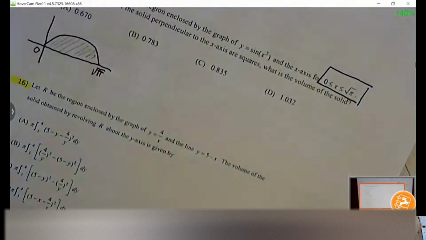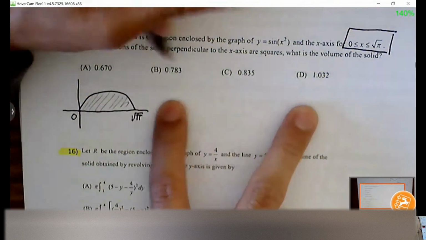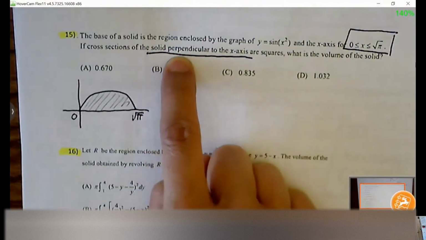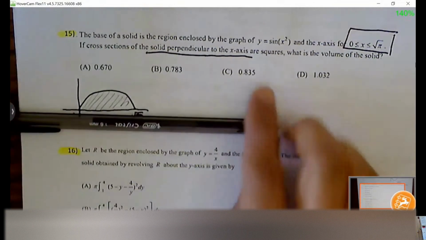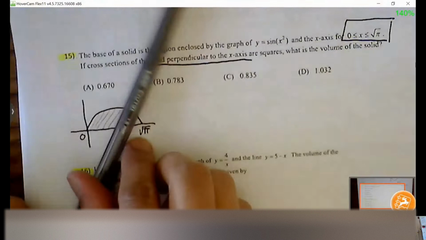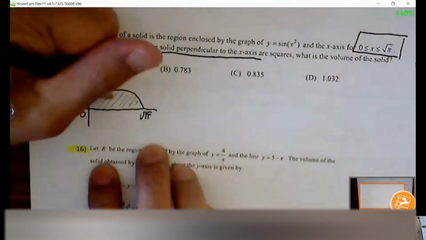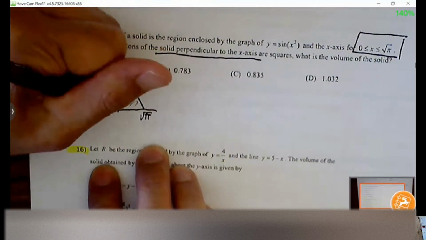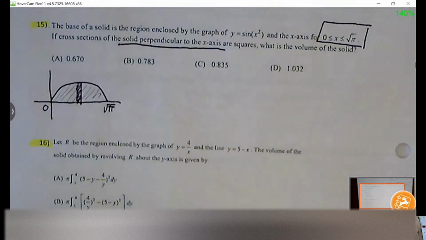Okay, so the next step is to figure out what direction we draw our base. Is it going to be vertical or horizontal? We never have to guess. They always tell you explicitly how to draw it. So the cross-section is perpendicular to the x-axis. The x-axis is horizontal, and perpendicular to it means we're going to have to draw our base vertically. And if you draw your base length vertically, you know that it's going to be top minus bottom. If it's top minus bottom, it's easier because the expressions given to you should be already ready to go.